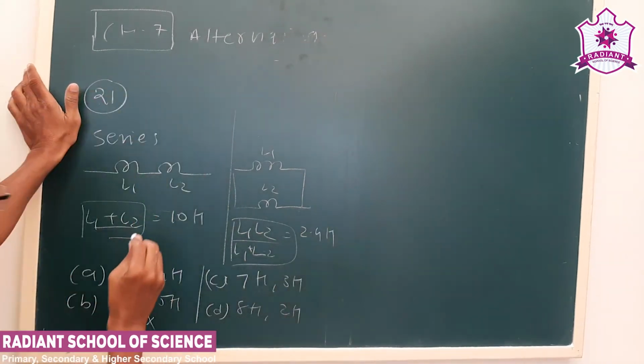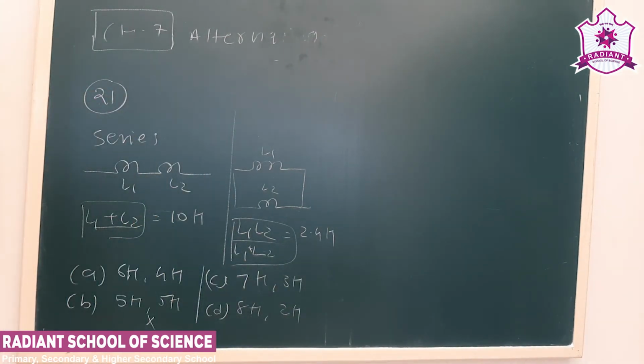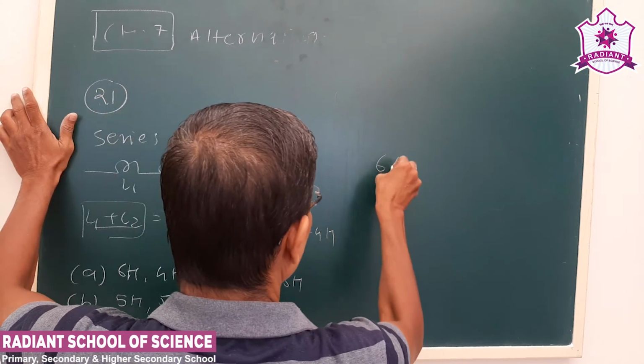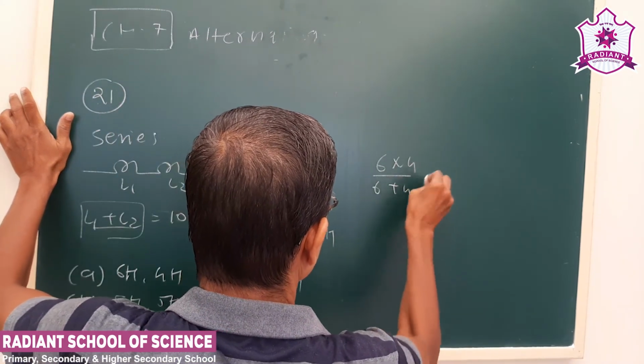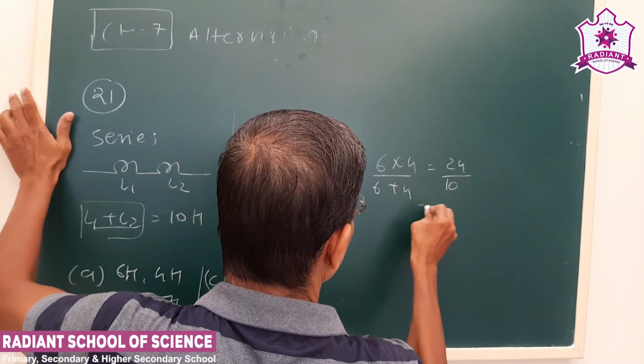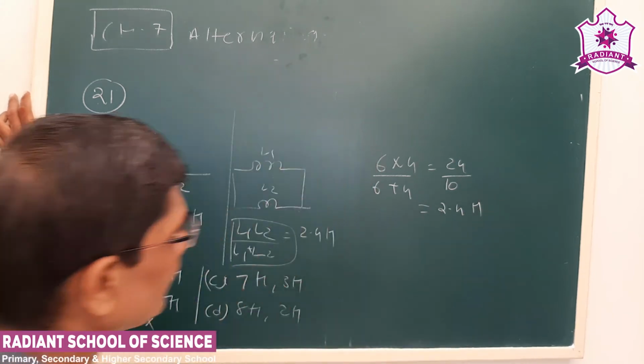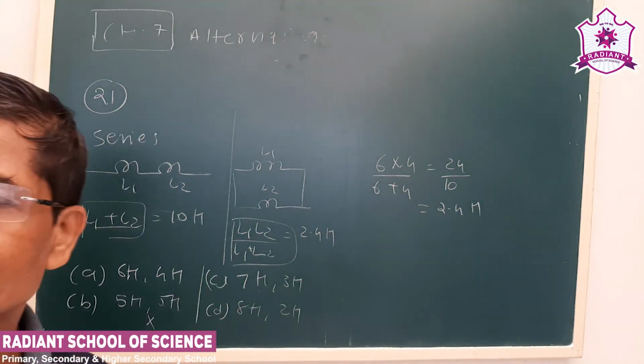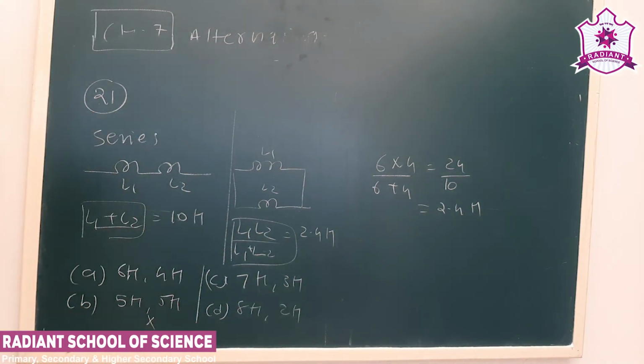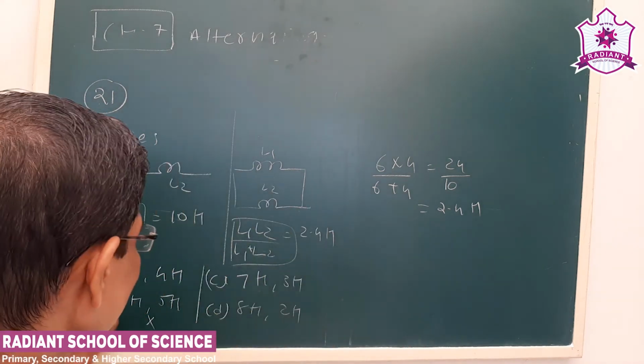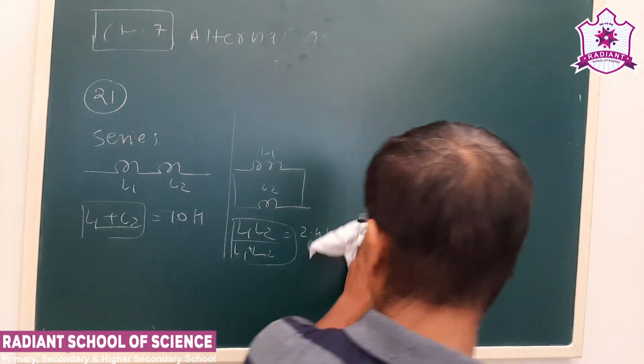So in series it is okay, 6 plus 4 is 10, and in parallel it will be 6 into 4 upon 10, which is 2.4. Okay, so this is the trial and error method. The conventional method I should show you, then it will be easy.